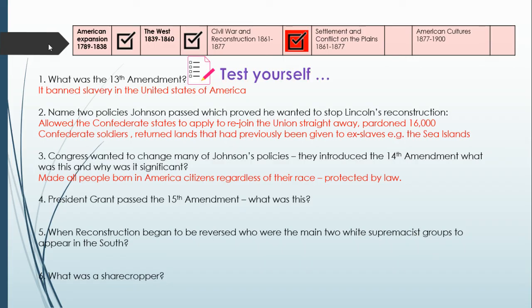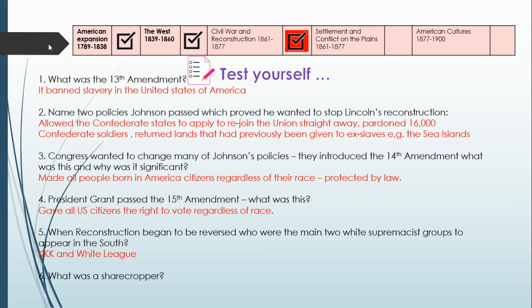Number 4, President Grant passed the 15th Amendment. What was this? The 15th Amendment gave all US citizens the right to vote regardless of race. So again, very significant. Number 5, when Reconstruction began to be reversed, who were the main 2 white supremacist groups to appear in the South? They were the KKK, or the Ku Klux Klan, and the White League.